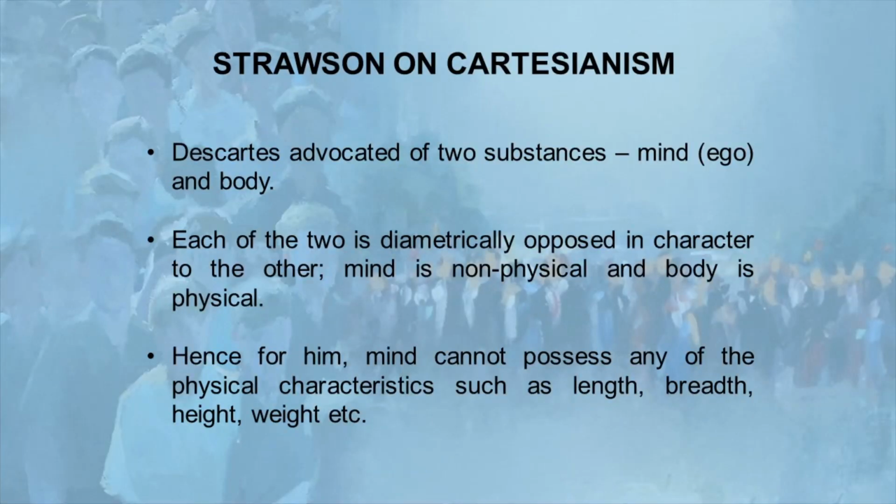Now, if we see Descartes, we'll find that Descartes has advocated two substances, mind or ego and the body. Each of the two is diametrically opposite in character, and so far as these particular things are concerned, that means mind and body, they are totally opposite to each other. So far as mind is concerned, it is non-physical, and so far as body is concerned, it is totally physical. Hence, for him, mind cannot possess any of the physical characteristics such as length, breadth, height, weight, etc.